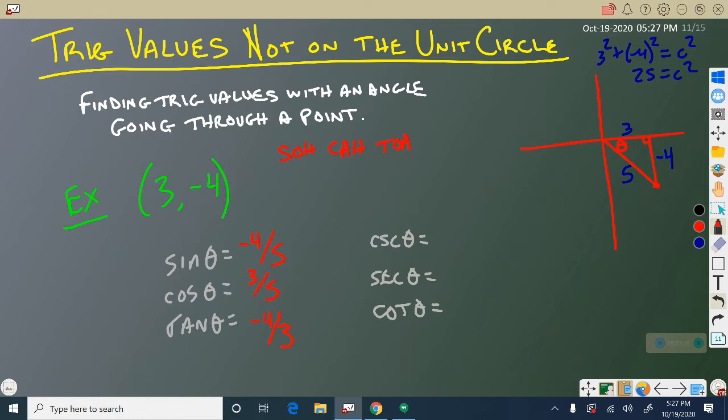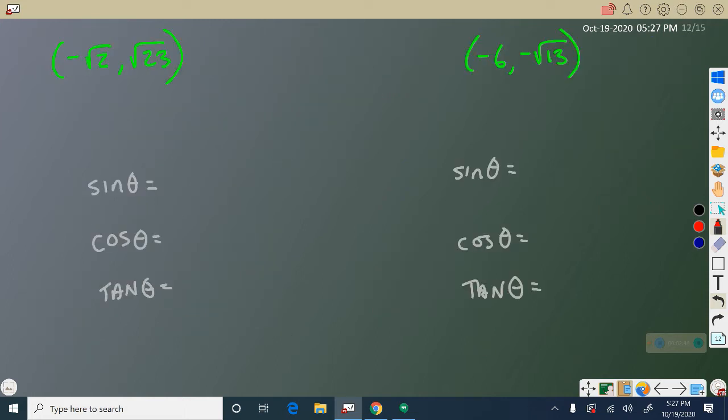When we do the flips, we get -5/4, +5/3, and -3/4. And we should check, we're in quadrant 4. All students take calculus. In quadrant 4, the only thing that should be positive is cosine. And guess what? Cosine and its reciprocal secant are the only things that are positive. That's good. That's how it should be. All right, let's look at another couple examples, and we'll even just do sine, cosine, and tangent for these two.